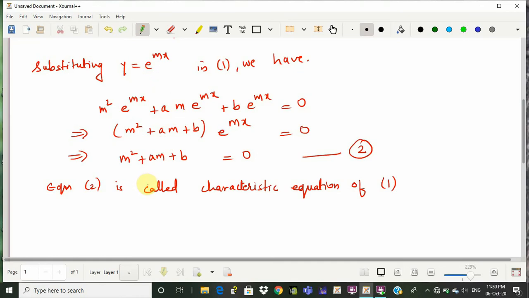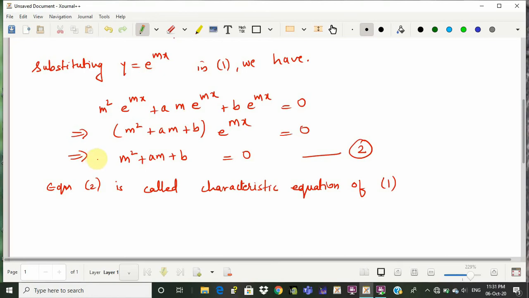But our aim, so from here we can get one solution, and you know that this equation will have at most 2 roots. So depending on the roots of this equation, we are going to have the general solution for the equation 1. That is, we definitely have one solution for whatever value of m satisfies this equation. For that value, e raised to mx will always satisfy equation 1. That is one solution. What about the other solution?